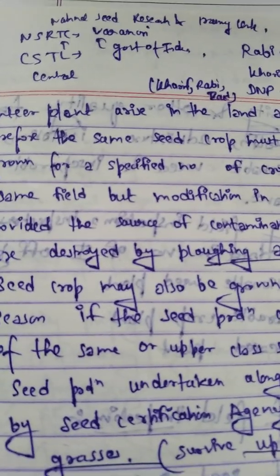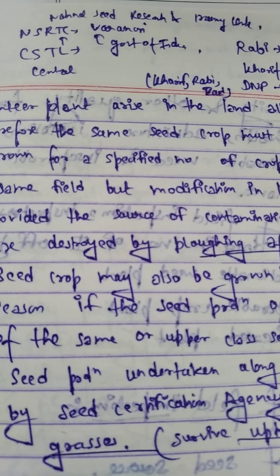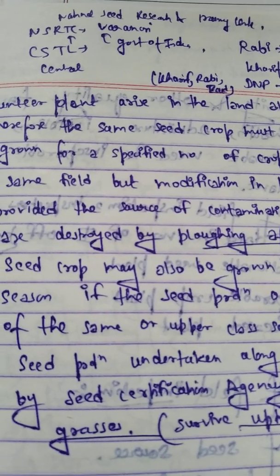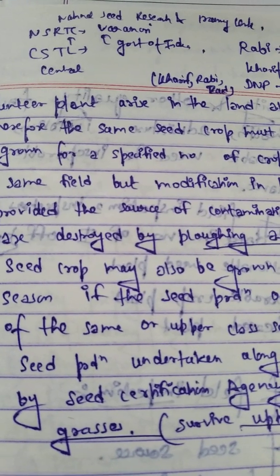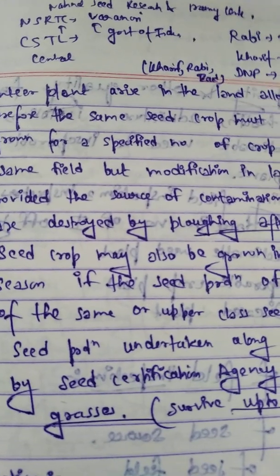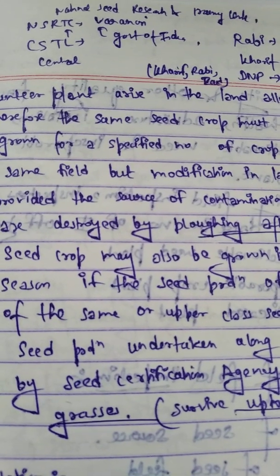And students, also please remember this National Seed Research and Training Center, it is located at Varanasi. Please remember it: National Seed Research and Training Center, Varanasi. And in Varanasi is also the Indian Institute of Vegetable Research, IIVR.